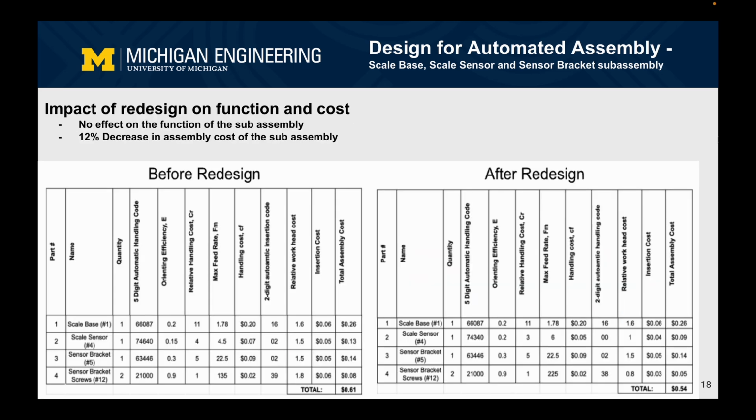We then analyzed the effect that the redesign had on the functionality and the assembly cost of the subassembly. We found that the function of the assembly was not altered due to the redesign of these parts, and the assembly cost went down by 12%, as seen in the table on the slide. The decrease in cost came from the scale sensor and sensor bracket fasteners.